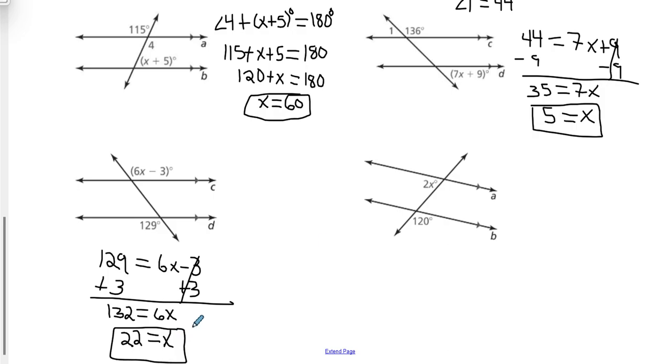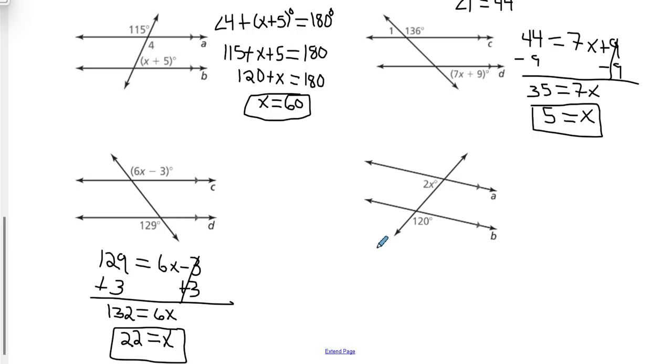If you wanted to, so you could always confirm that your answer that you got is correct, I could substitute 22 in for x, and if I don't get 129, I know I messed up somewhere because these two have to be congruent. All right, final problem. Let's go ahead and get to it.